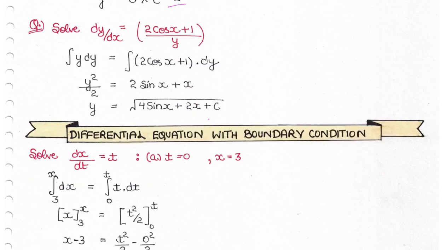Now solve dy/dx is equal to (2 cos x plus 1) by y. So integration of y dy is equal to integration of (2 cos x plus 1) dx, or y square by 2 is equal to 2 sin x plus x plus c, or y is equal to square root of 4 sin x plus 2x plus c.